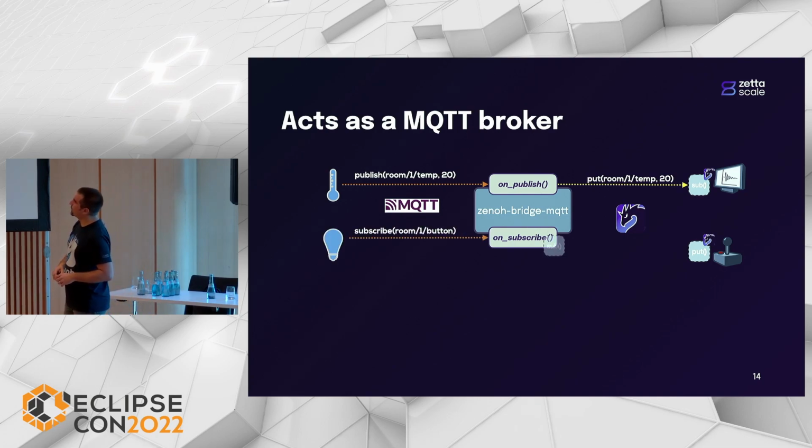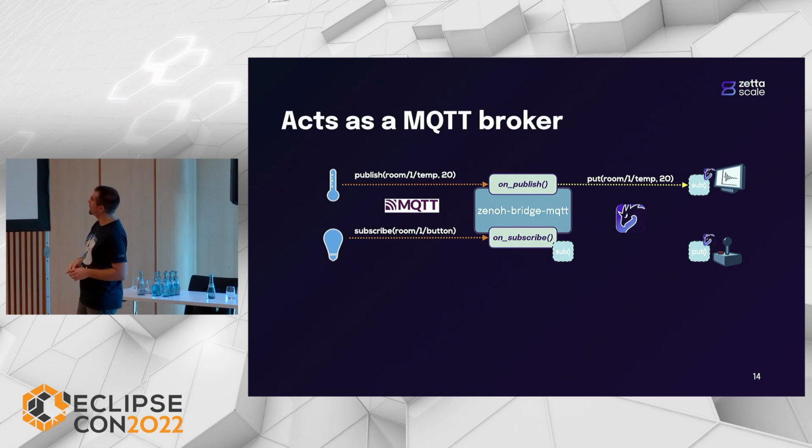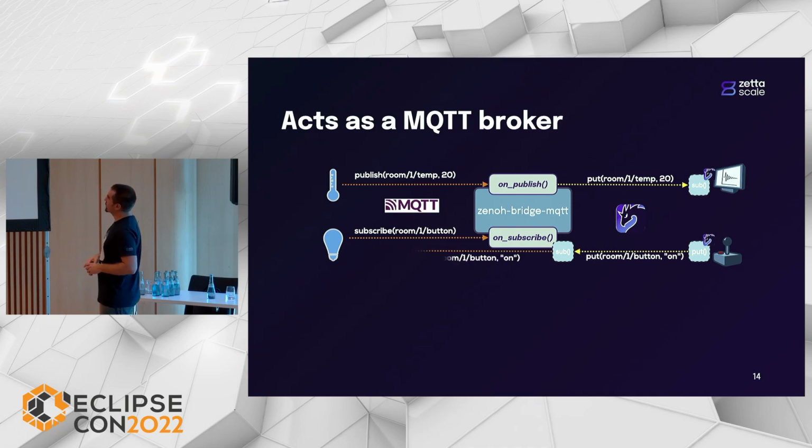On the other way, if you have a subscriber, the on-subscribe callback in the bridge will be triggered. It will create a Zenoh subscriber corresponding to this key. And whenever a Zenoh application publishes data on the same topic, it will be forwarded to the MQTT subscriber.